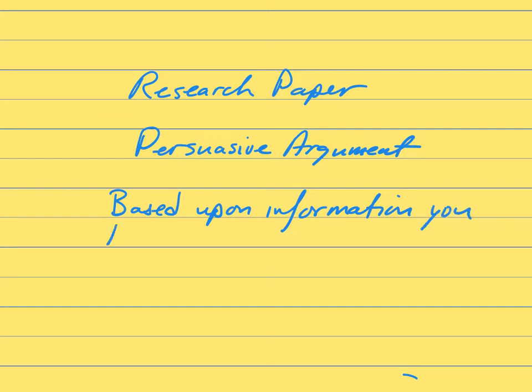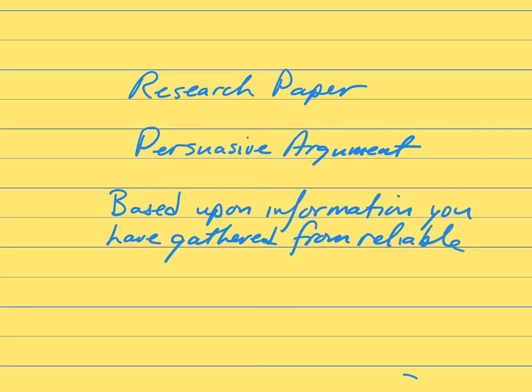You are arguing that your reader or people in general should take some specific course of action based upon what you have read and researched. You're describing an issue in such a way that your reader should agree with you that this is the best thing that we can do right now. This is called a persuasive argument.